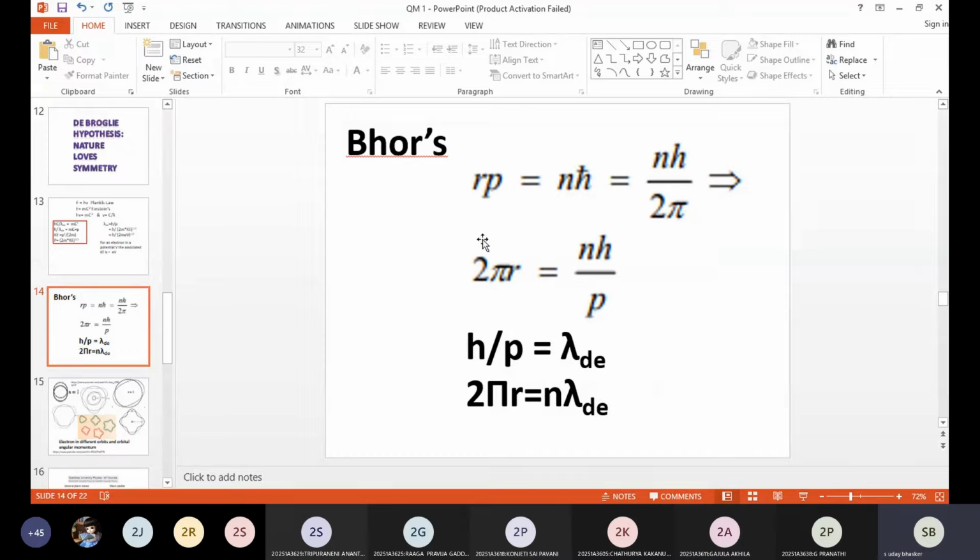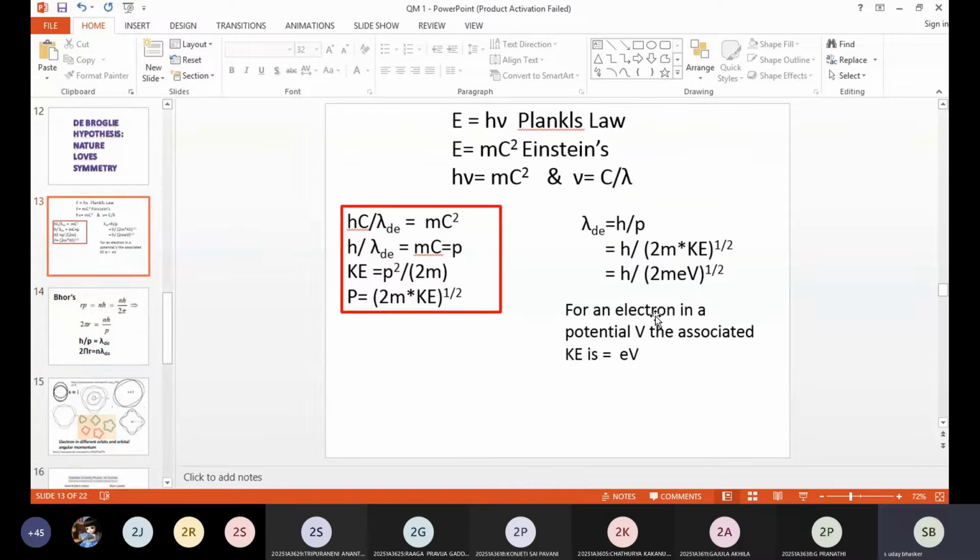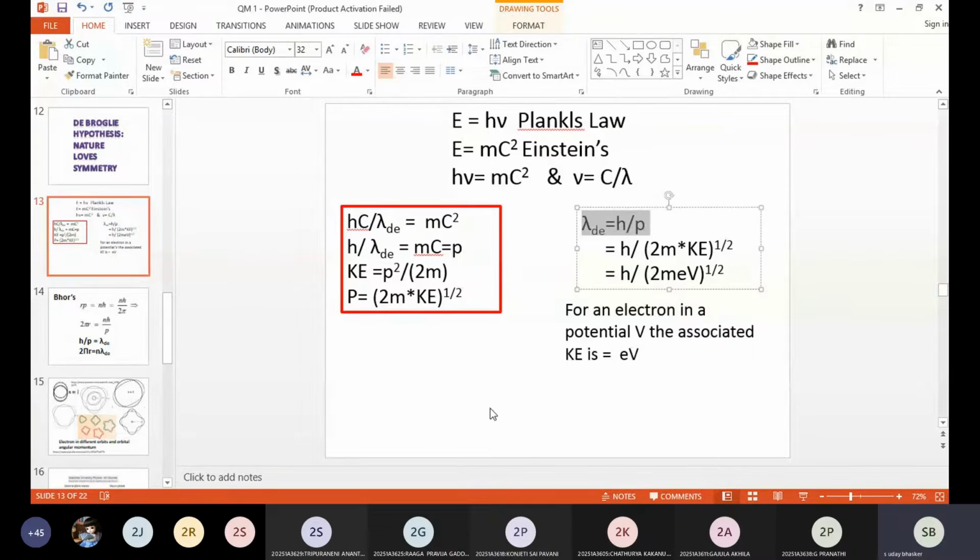What is this 2 pi r? This is the circumference of the circle with radius r. N is an integer. Okay, keep it aside. h by p gives the de Broglie wavelength.